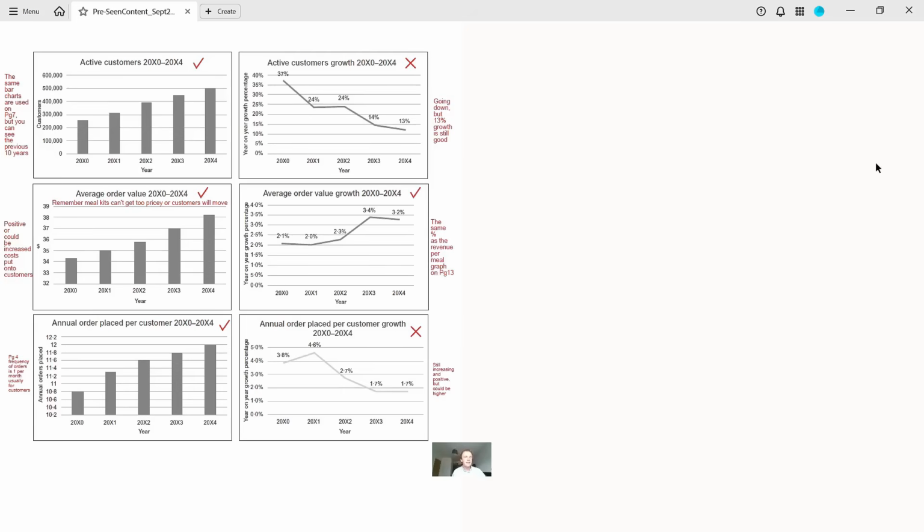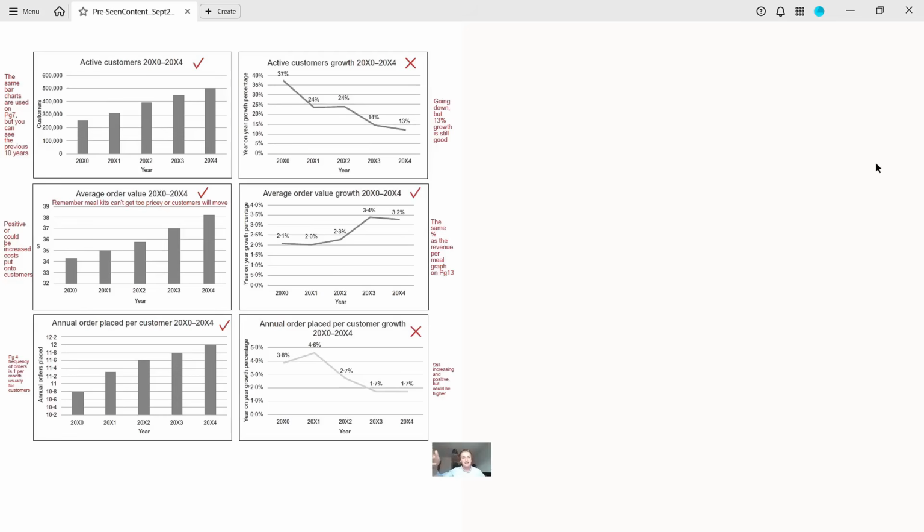You can then look at the trends and the line diagrams on the right hand side. So active customer growth is going down, annual orders placed per customer growth is going down, the average order value, so these are the same percentages as you would imagine from the graph above in terms of revenue. So if we take the ones going down, look at the active customers growth was at 13%. Active customer growth at 13% is still a really positive outlook. 13% is pretty good. So again, it boils down to it still being positive, it's just not as high as it has been previously.